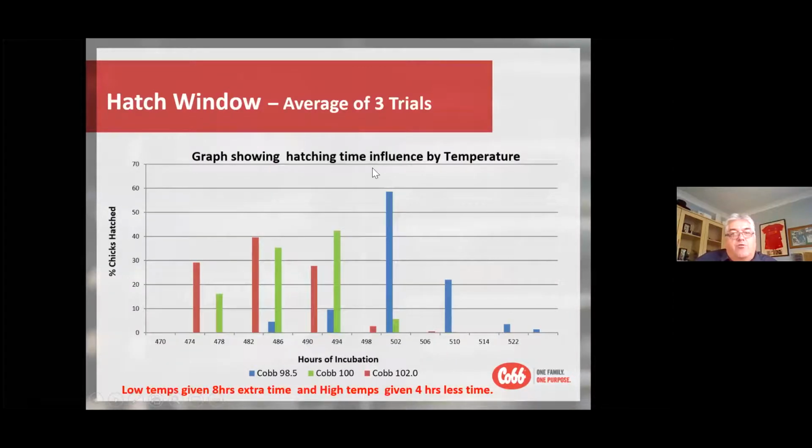When we look at the average, we counted 3 trials in there, we had 4, but we counted 3. You could see again the hatch curve of the eye temperature, the normal, and the low temperature. And you see the low temperature has a much wider spread of hatch, which is going to affect those chicks more as well.